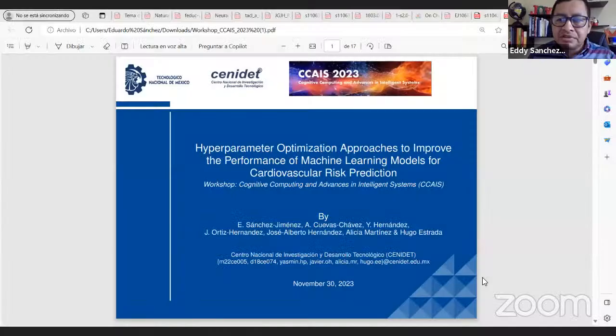Hyperparameter optimization approach to improve the performance of machine learning model for cardiovascular risk prediction. The authors: Eduardo Sánchez, Alejandra Cuevas, Yasmín Hernández, Javier Ortiz, Alicia Martinez, and Hugo Estrada. Don't forget, you have 10 minutes for presentation and 5 minutes for questions and answers. You can begin.